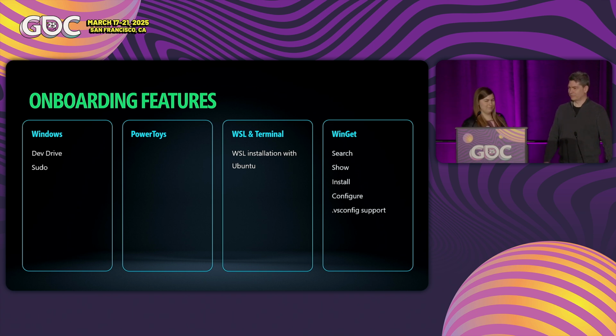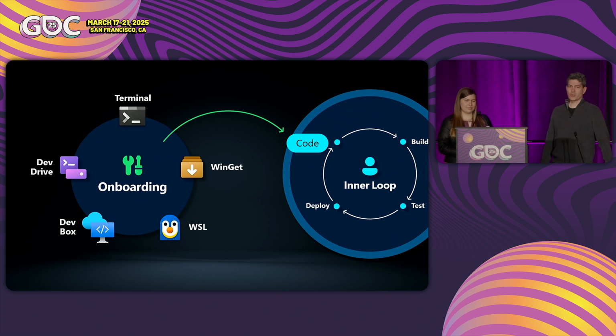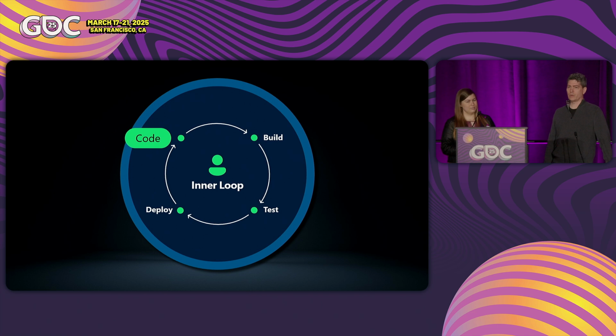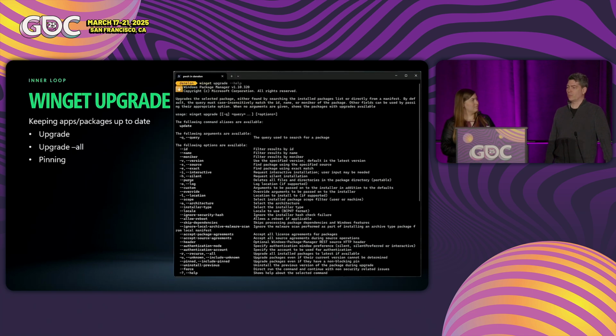Thanks, Kayla. All right, so now we've got a machine all set up and we're ready to code. We're going to jump into that inner loop where hopefully we're spending most of our time building features, fixing bugs, doing those kinds of things. And one of the things that's really common when you get there is you want to make sure all your software is updated, you've got the latest version of everything.